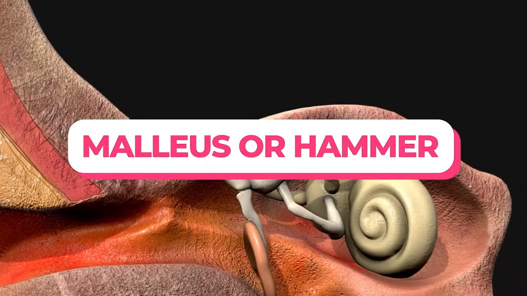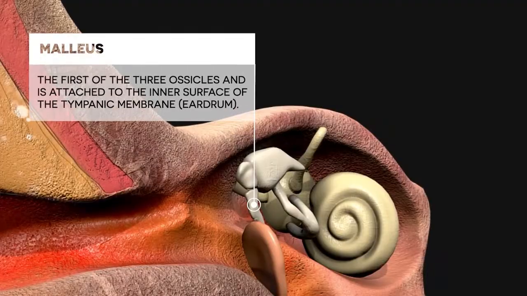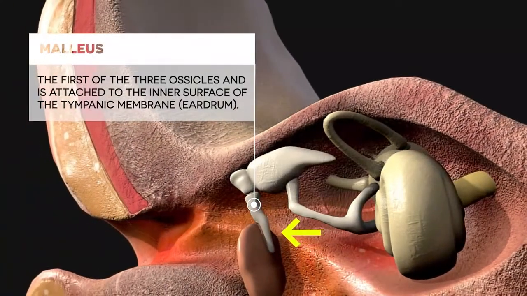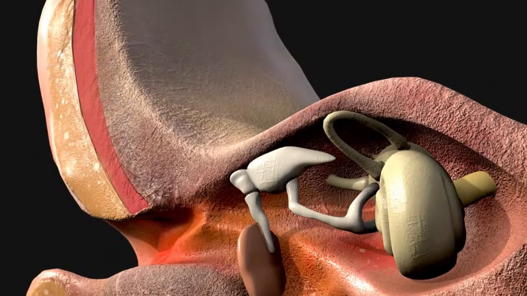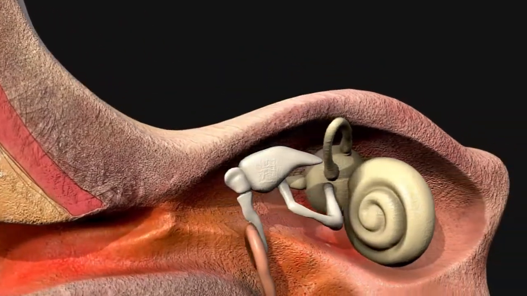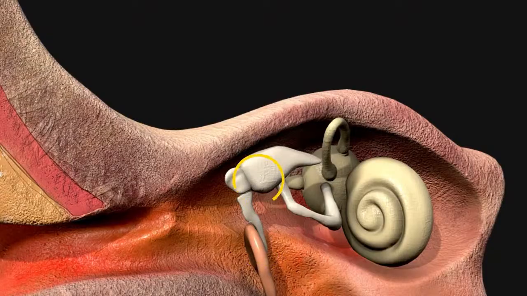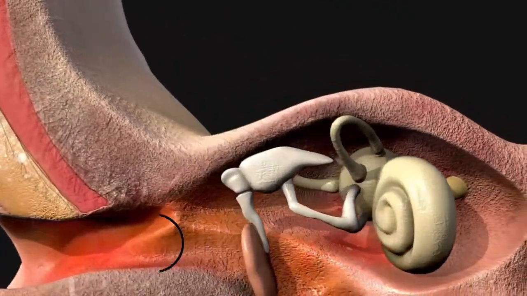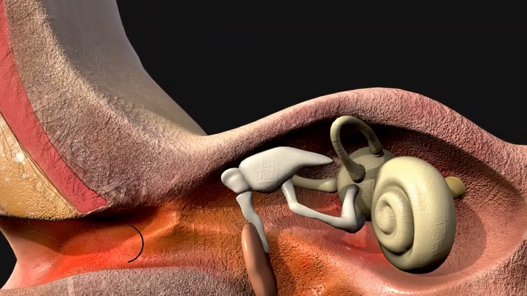Malleus, or hammer. The malleus is the first of the 3 ossicles and is attached to the inner surface of the tympanic membrane, the eardrum. It resembles a hammer in shape, with a long handle attached to the eardrum and a head that connects to the next bone, the incus. When sound waves cause the eardrum to vibrate, these vibrations are transferred to the malleus.